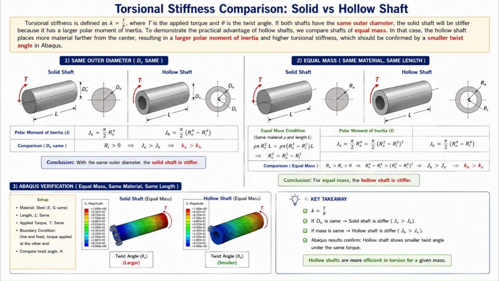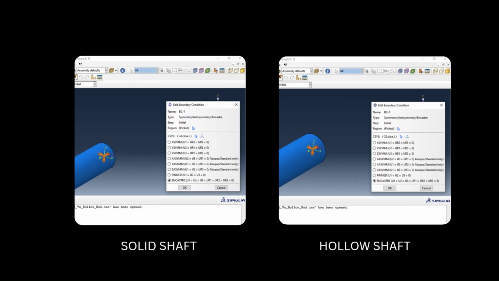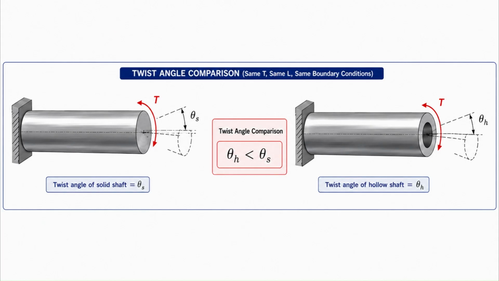In that case, the hollow shaft places more material farther from the center, resulting in a larger polar moment of inertia and higher torsional stiffness, which we will confirm by a smaller twist angle in the results. To compare the torsional stiffness fairly, I would create a solid shaft of 50 mm diameter and a hollow shaft with 60 mm outer diameter and 33.17 mm inner diameter, so that both have the same cross-sectional area and mass. After applying the same torque and boundary conditions, I would compare the twist angle at the loaded end.